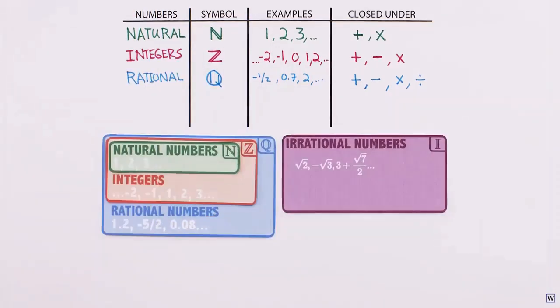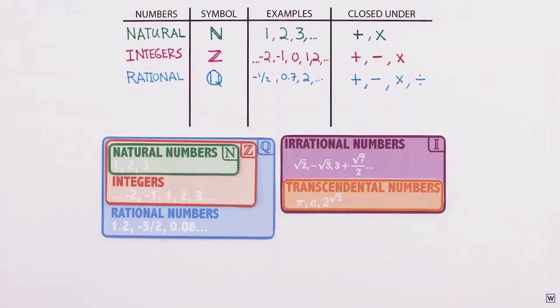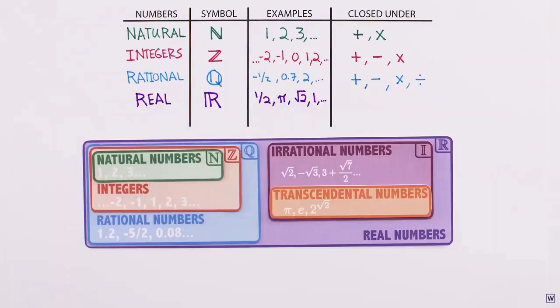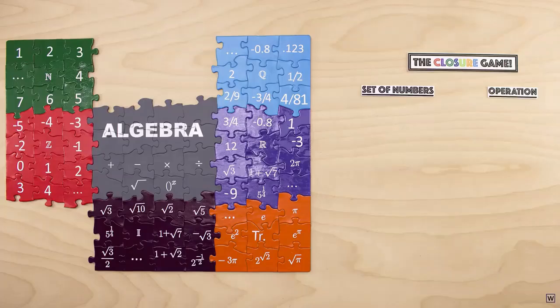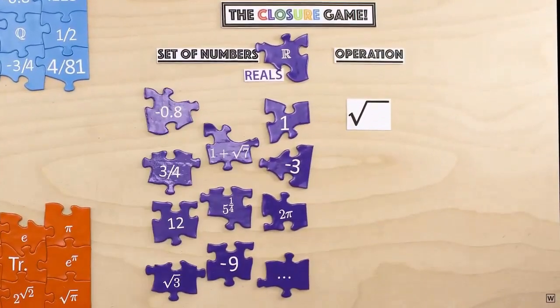There's one more class of numbers that are even cooler than irrationals, the transcendental numbers like pi and e. We'll also save these for another day. So we've expanded our number system again to include irrationals, and all these numbers taken together form what we call the real numbers. Let's play our game one more time. Our set is now the real numbers, and our operation is taking roots. Do we have closure?